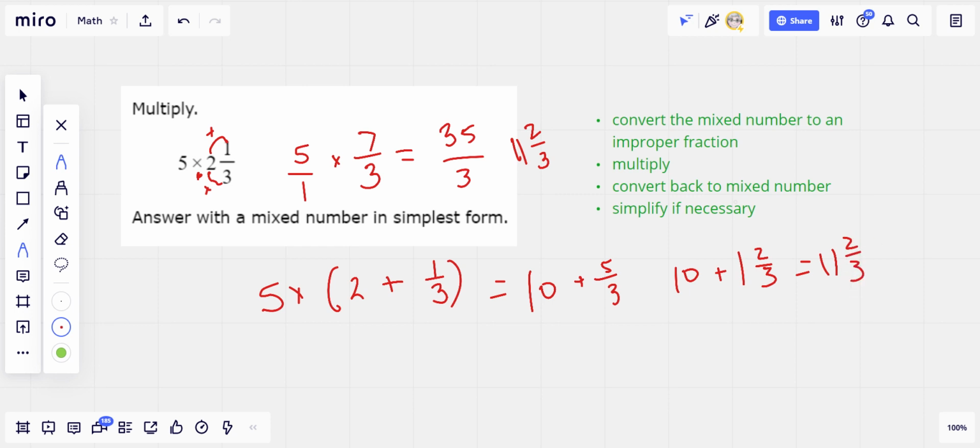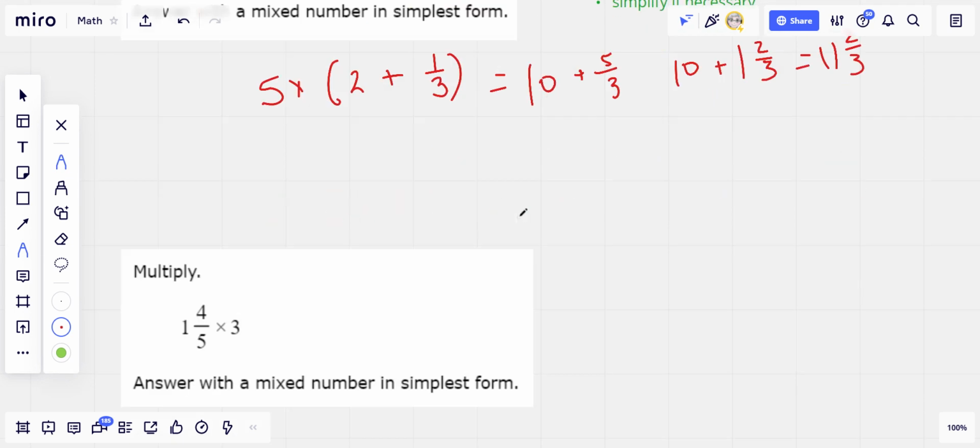Did that seem easier to you? If it does, go ahead and use that method. It'll help you arrive at the same answer. Let's try one more.